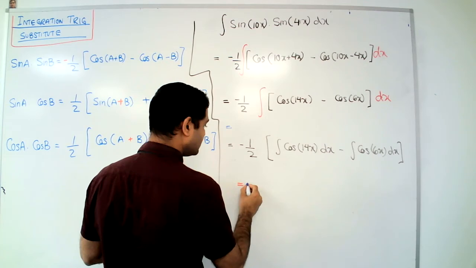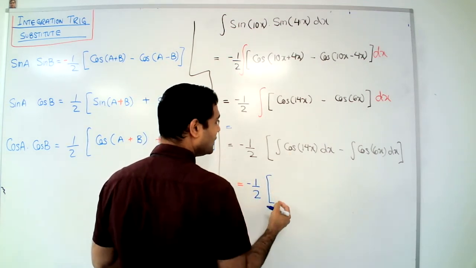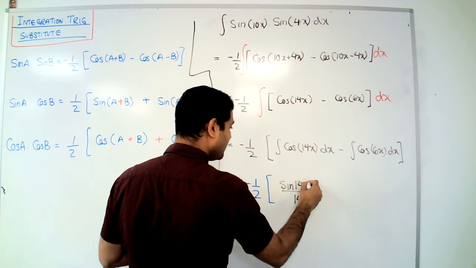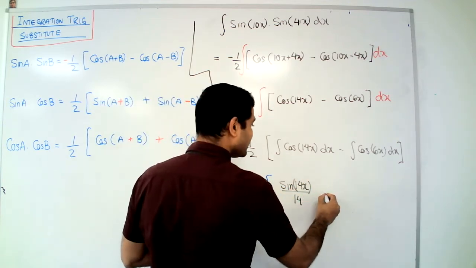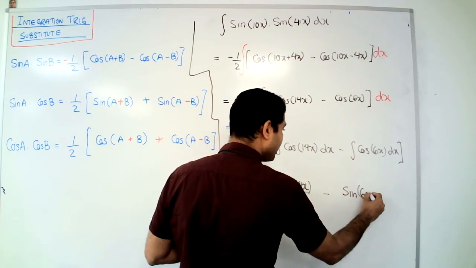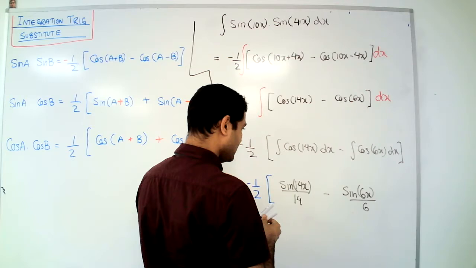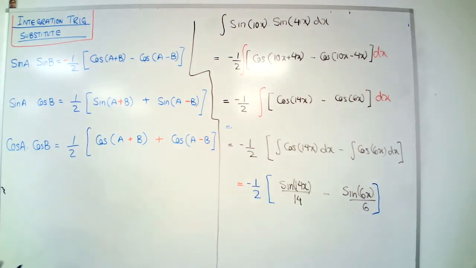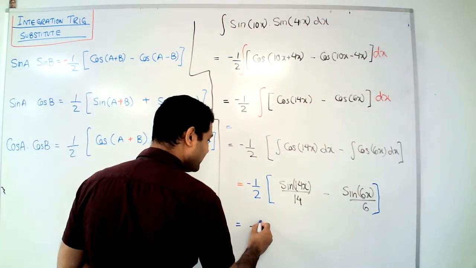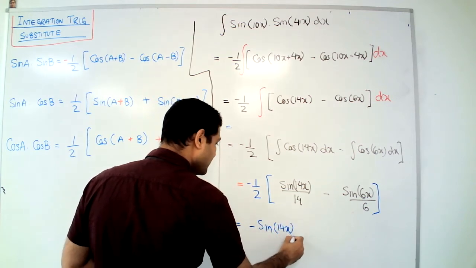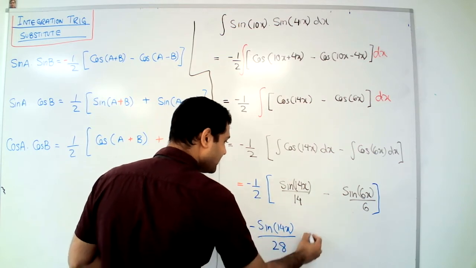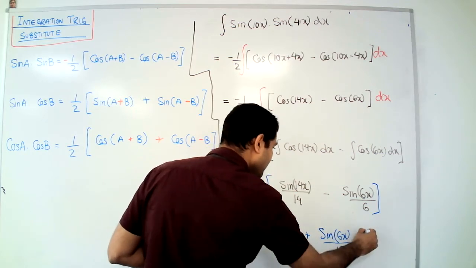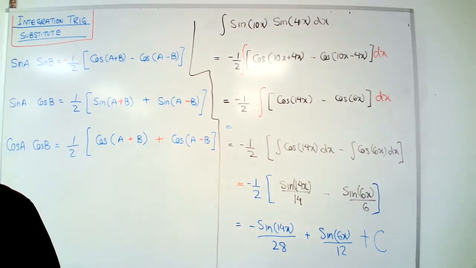That will give me minus half is still there. Cos 14x becomes sine 14x over 14. Cos 6x becomes sine 6x over 6. If you want, you can multiply the negative half inside, and you can simplify the answer a bit more. So that becomes a negative sine 14x over 28. Negative negative becomes a positive, sine 6x over 12. Okay, do not forget this C, a positive C, the constant of integration.